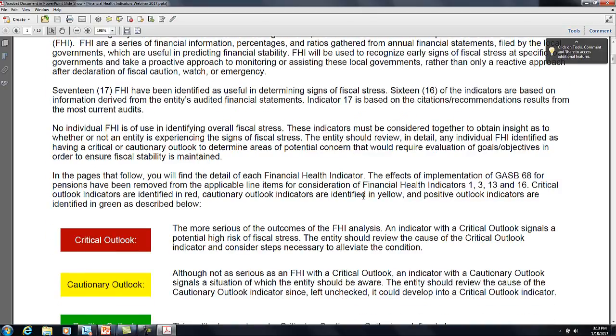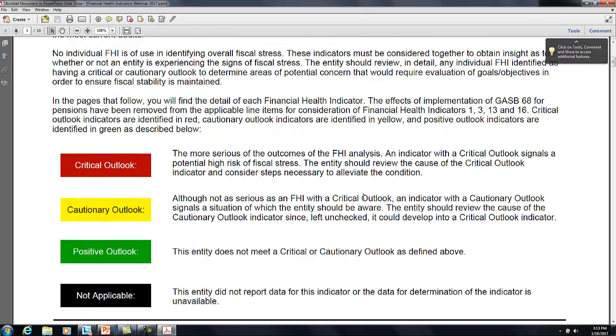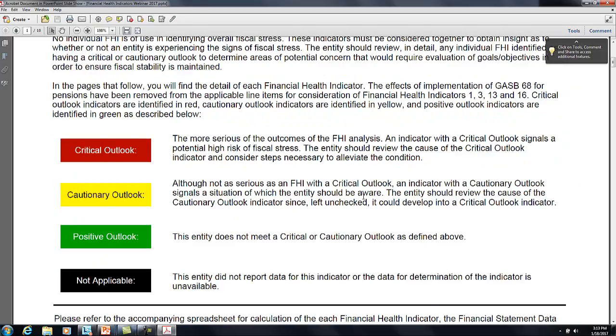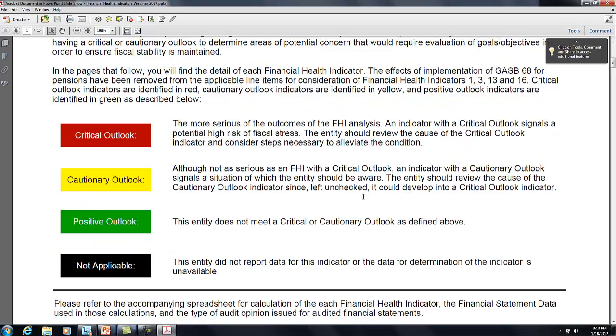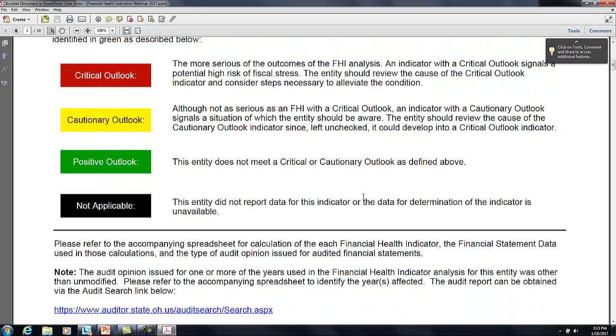Following that information, it defines, as we did earlier, what the critical outlook, cautionary outlook, and positive outlook, as well as not applicable, mean for this report. As we mentioned earlier again, there is a note referring to the data sheet.